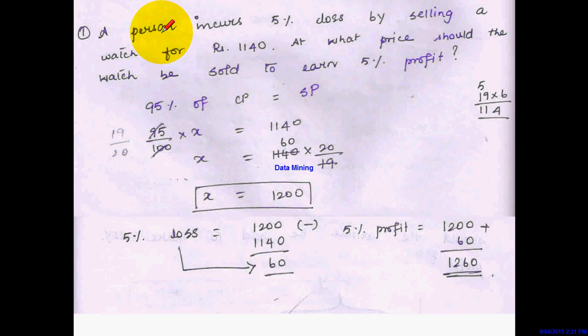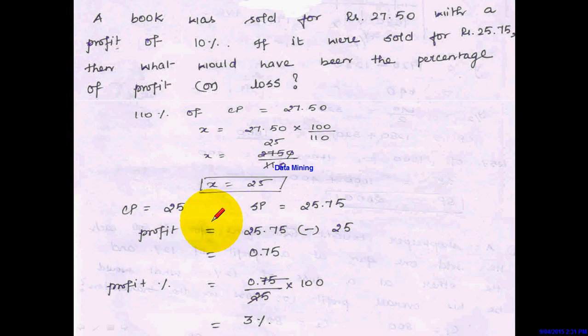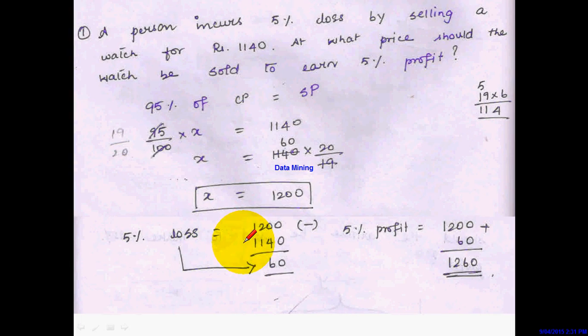So you know the value of 5%. 5% value is 60 rupees. Yes, it is very obvious from this. A 5% loss is directly equivalent to 60 rupees.